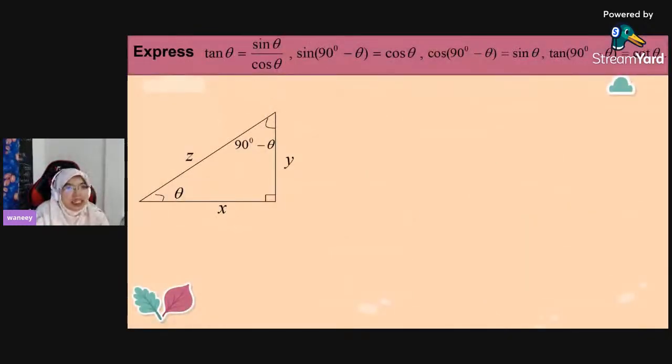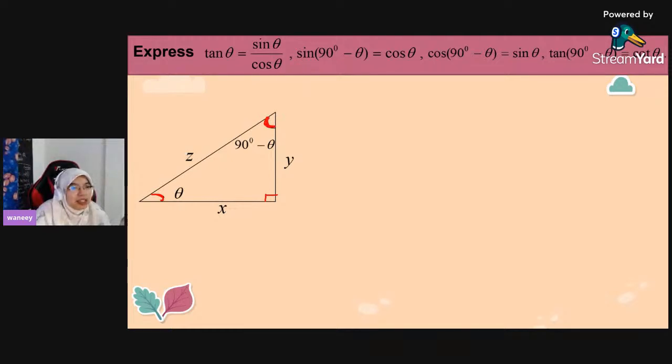Okay, so the second learning outcome, you should be able to express tangent theta equal to sine over cos theta. Sine 90 degree minus theta equal to cos. Cos 90 degree minus theta equal to sine. Tangent 90 degree minus theta equal to cotangent theta. Okay, so again, let us draw the right angle triangle. So just now we already know this is 90 degree, right? So this is 90 degree, and then this angle over here is actually theta. So now, how do you know the value of this one?